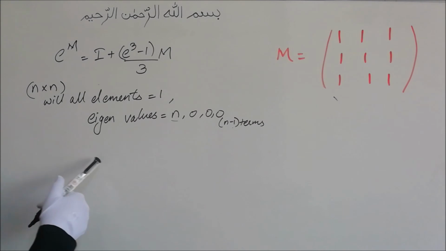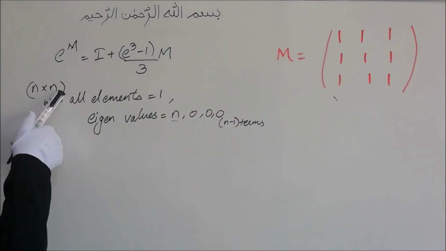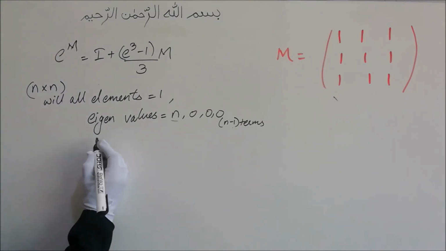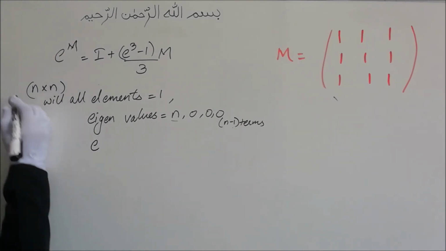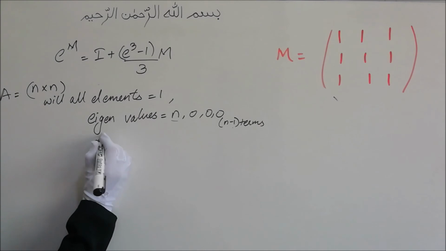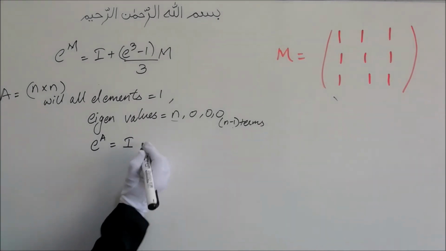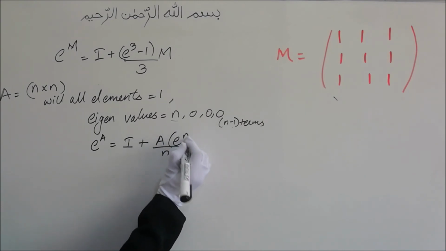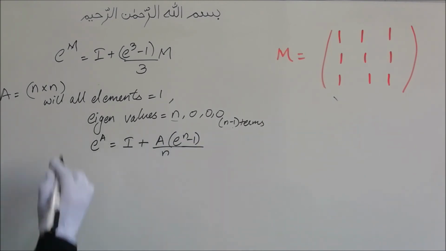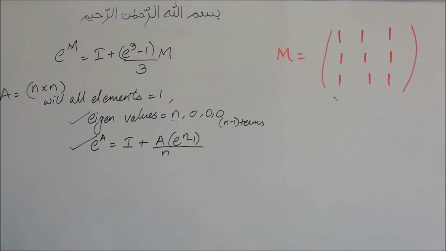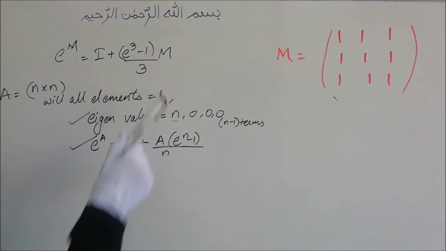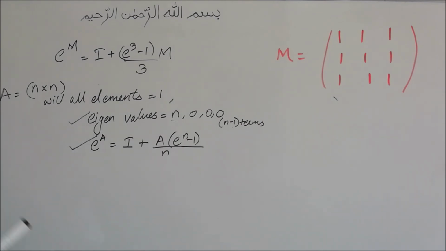The second thing is, for any n by n matrix with all elements equal to 1, let's call this matrix A, its e raised to A will always be I plus A by n times (e raised to n minus 1). So these are 2 points you have to remember for an n by n matrix with all elements equal to 1. This will help save a lot of time during the exam.